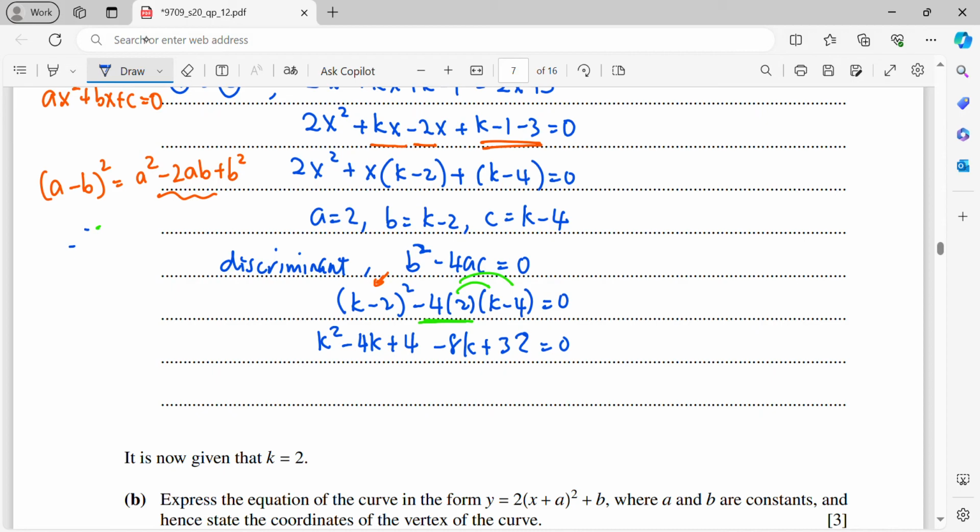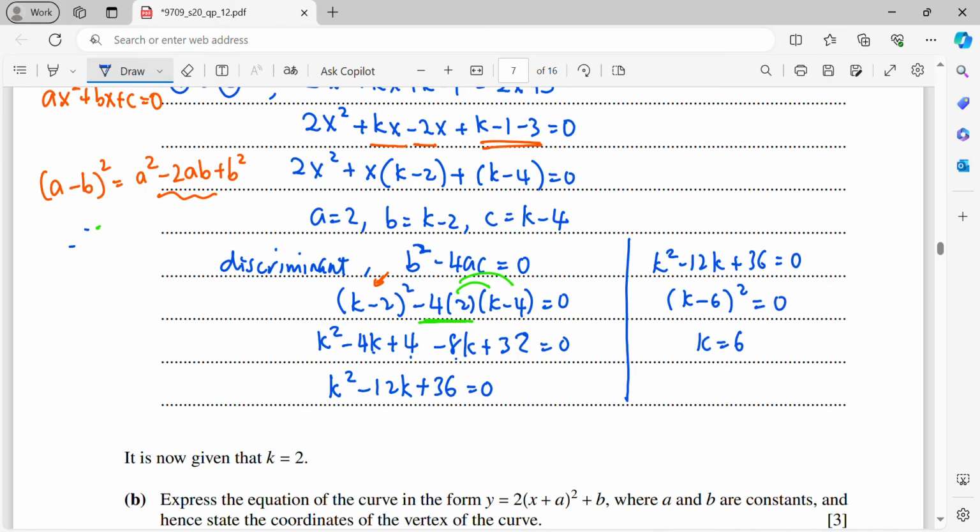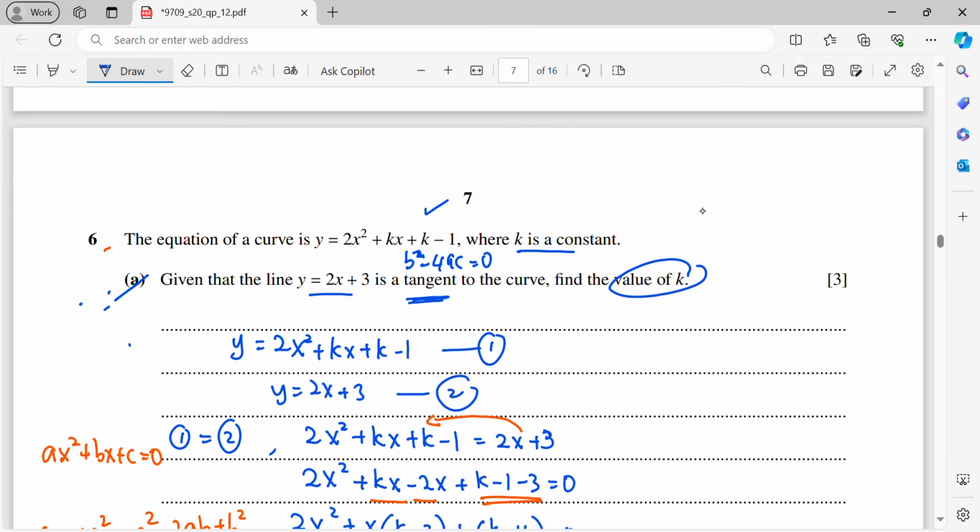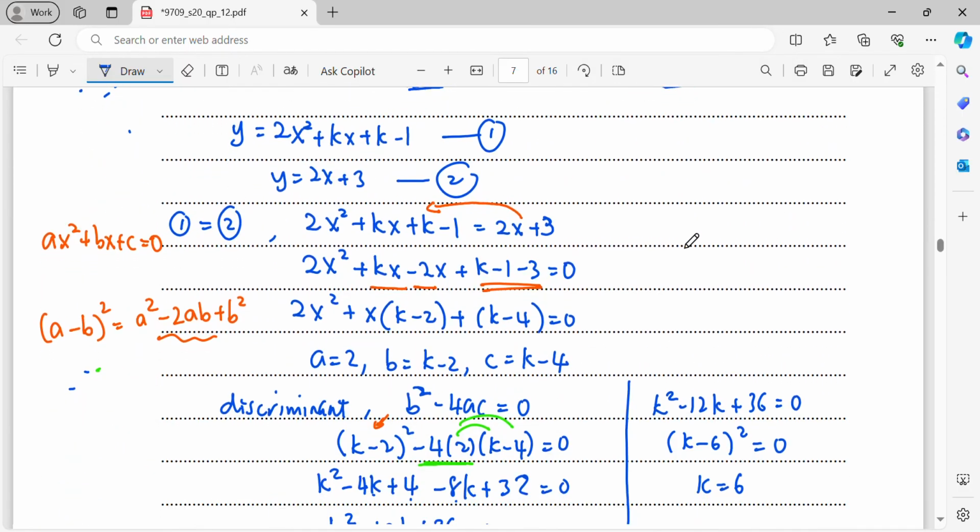And now just simplify it. So k squared minus 4k minus 8k, minus 12k. 4 plus 32 is plus 36. That equals to 0. Okay, then from here, for the quadratic equation, factorize it, and you will be getting k minus 6 squared equals to 0. Hence, your k is going to be 6. Right, that is the value of k. Only 1 k.